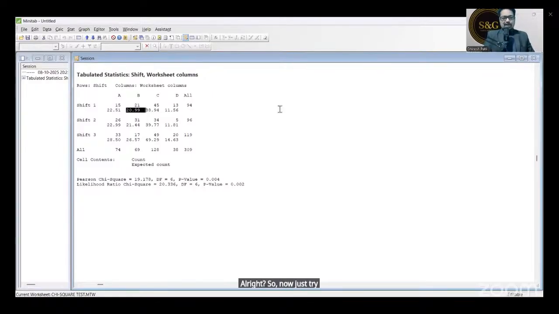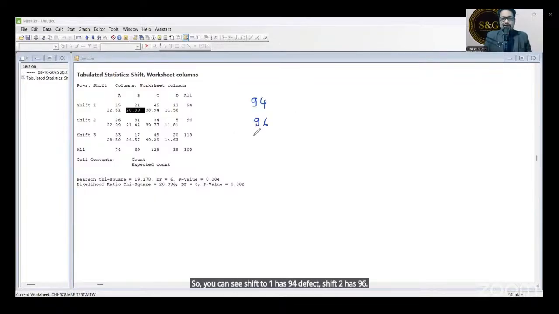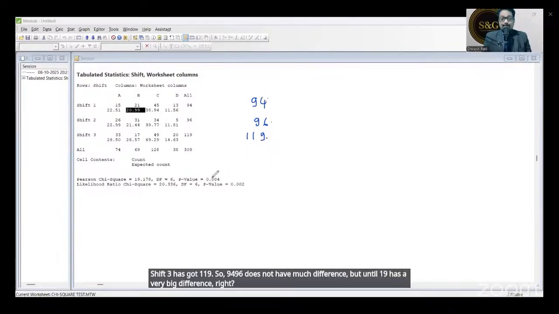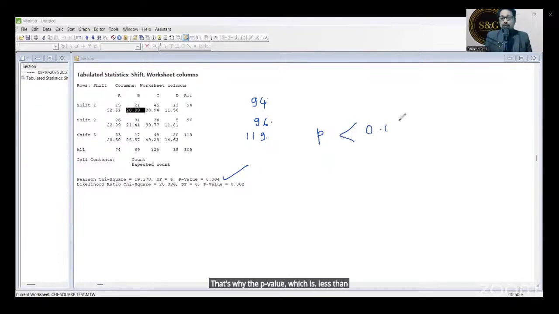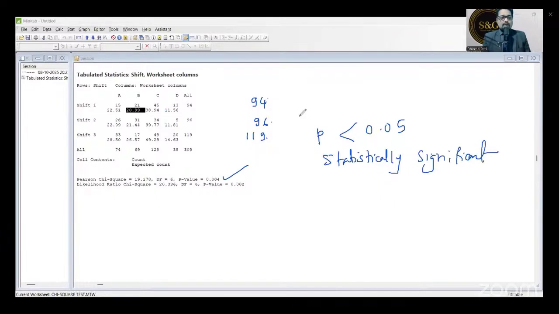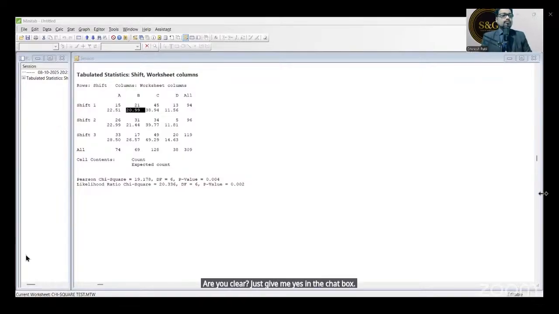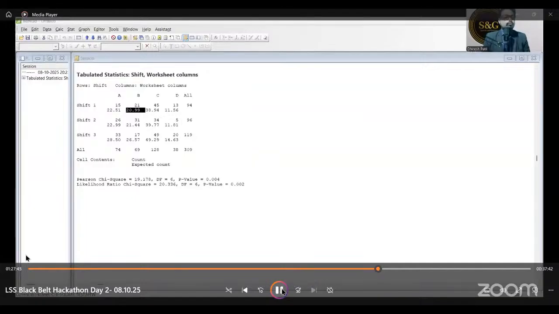So now just try to understand this, guys. If you observe very closely, what we are actually checking is the proportion defect, right? So you can see shift 1 has 94 defects, shift 2 has 96, shift 3 has got 119. So 94 and 96 do not have much difference, but 119 has a very big difference, right? That's why the p value, which is less than 0.05, indicates the difference is statistically significant. Are you clear? Just give me yes in the chat box. Did everyone get this p value? Super, super.